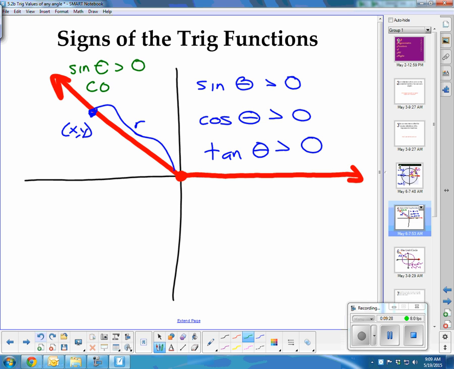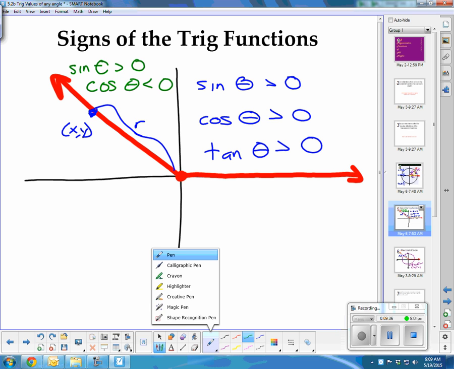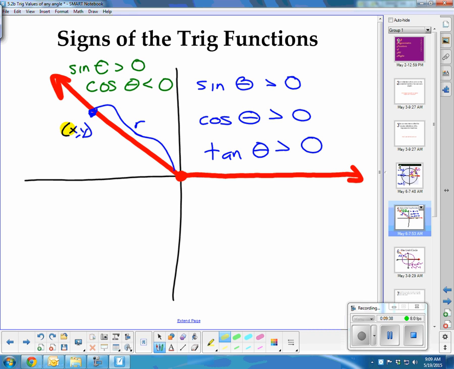However, cosine of theta is going to be negative. Cosine is defined as x divided by r. Now in the second quadrant, this x coordinate is going to be negative, this r is going to be positive, and a negative divided by a positive is negative. So cosine of theta, when theta produces a terminal ray in the second quadrant, is going to be negative.